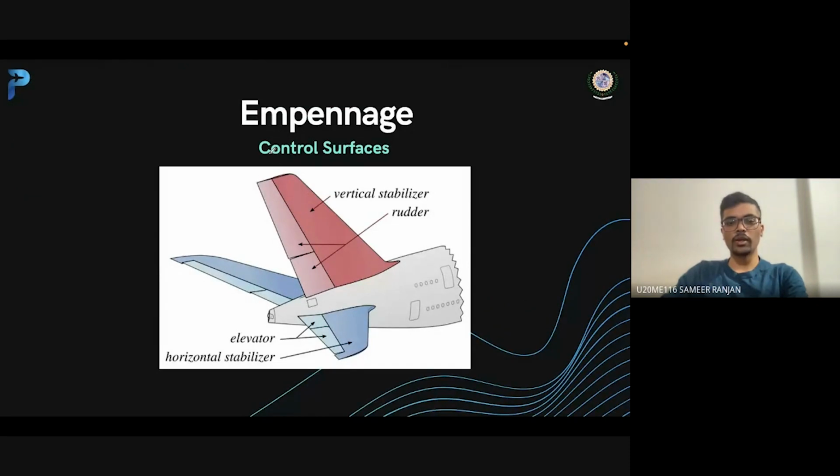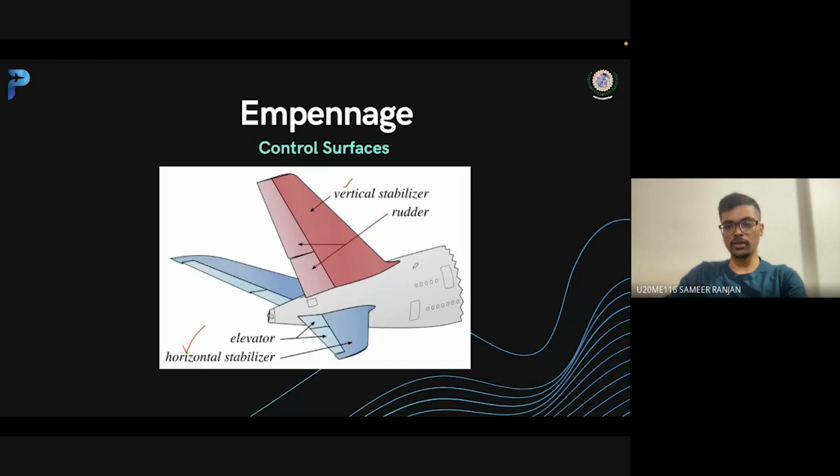Now the empennage also has control surfaces. In the last session, you learned about the control surfaces on the wing, the ailerons. But at the empennage we also have control surfaces. Those are the rudders and the elevators. There are two parts of any empennage: one is the horizontal part, and the other is the vertical part. The vertical part is called the vertical stabilizer, and the horizontal part is called the horizontal stabilizer.